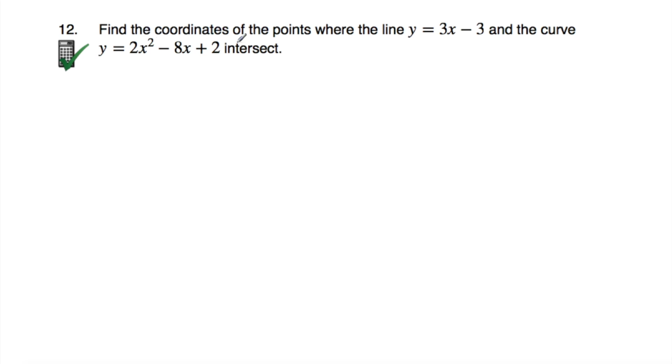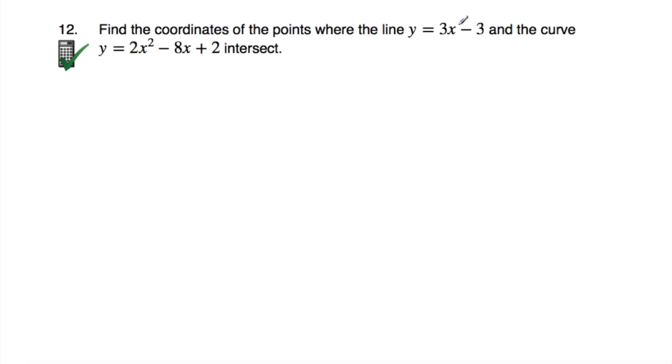And question number 12 says, find the coordinates of the points where the line y equals 3x minus 3 and the curve y equals 2x squared minus 8x plus 2 intersect. So we want to find where this curve and this straight line intersect, or where this straight line crosses this curve. And it's a calculator question. I've actually tried the question, and I can do it without a calculator, so you don't need a calculator for this one if you don't want to use one, but you can use one if you want to. But I've actually just completed it without one.